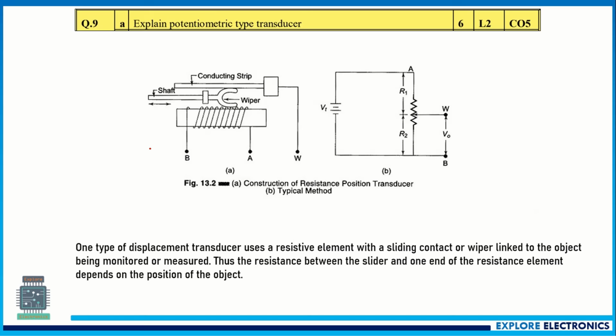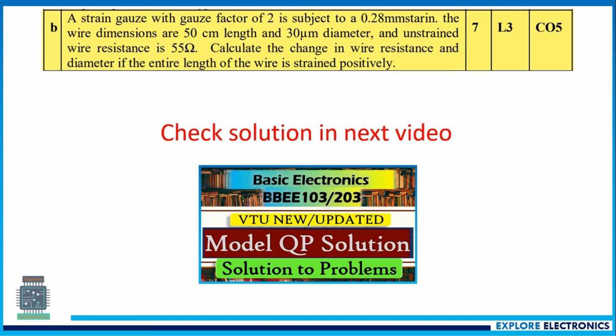Here you need to show, if this shaft is going to vary, how the difference in A and B values or the voltages changes. You can show it with this diagram also. If this strip varies, here R2 resistance varies and V0 is going to vary. You can write other circuits or diagrams also if you know them with respect to the potentiometric transducer. And this problem on strain gauge, let us solve in the next video.